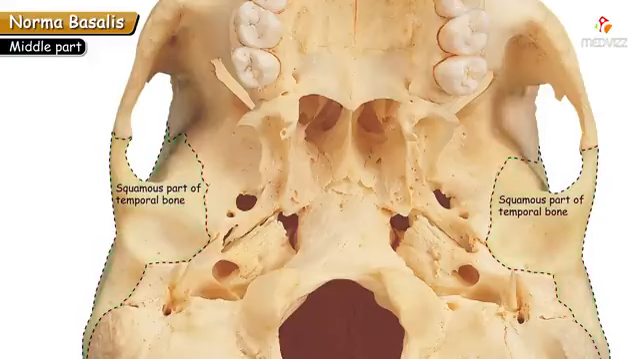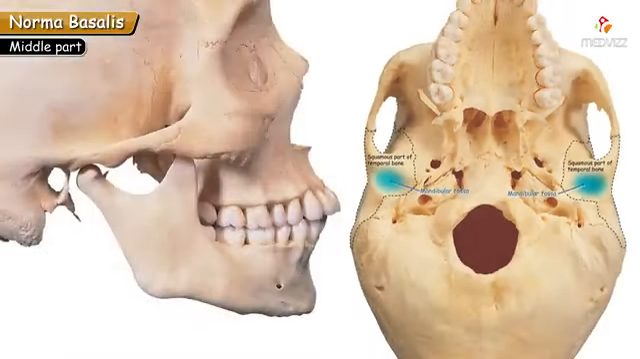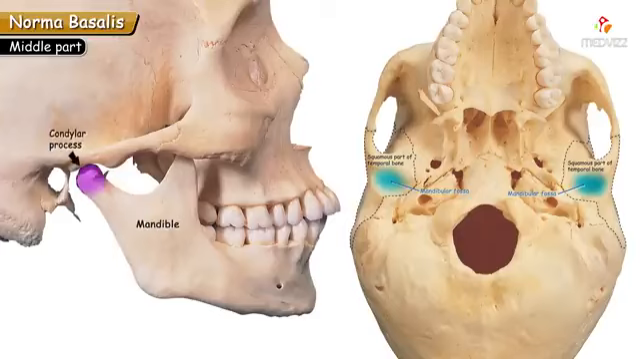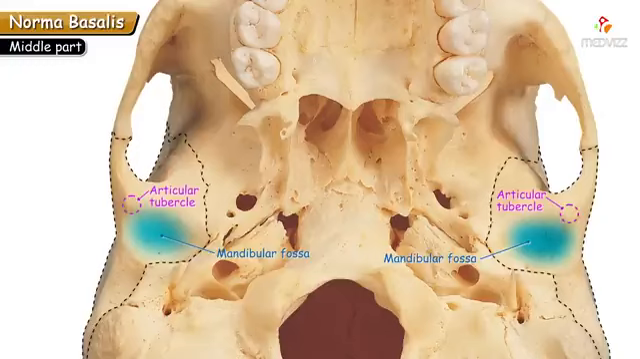So that squamous part makes a fossa, that is a depression called the mandibular fossa, and this mandibular fossa articulates with the head of the mandible to form the temporomandibular joint. And anterior to this mandibular fossa, the small bony elevation is the articular tubercle.